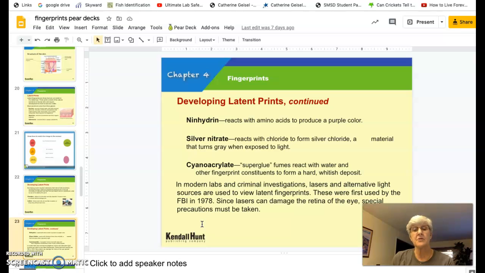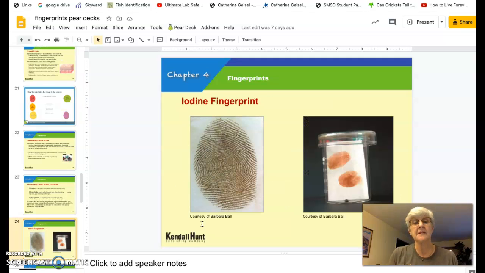In modern labs and criminal investigation, they also use alternative light sources to find the prints, like lasers. Alternative light sources were first used by the FBI in 1978, and since lasers can damage the retina of the eye, special protective glasses have to be used in that instance.